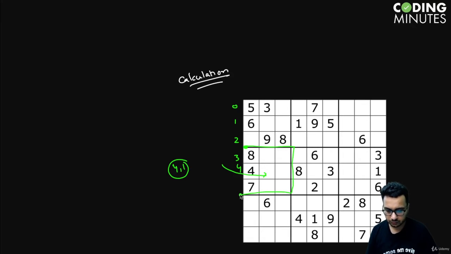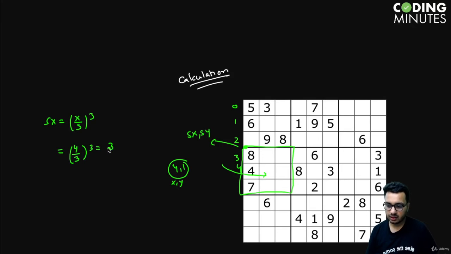Okay, so if you look carefully, you can easily find out the subgrid. Let us say this is sx and sy, the starting point of the subgrid, and this is x comma y. So sx would be nothing but x by 3 into 3. Let me show you. 4 by 3 is 1, into 3 it is going to be 3, and sy is going to be 1 by 3 into 3, that is going to be 0. So this cell is actually 3 comma 0. And you can verify that this formula is going to work for every cell.